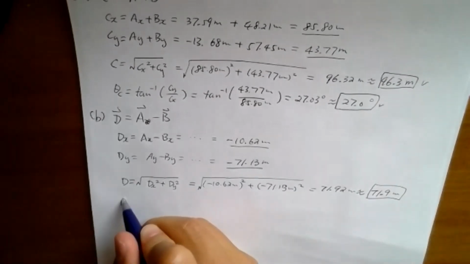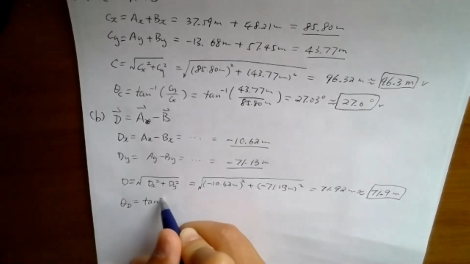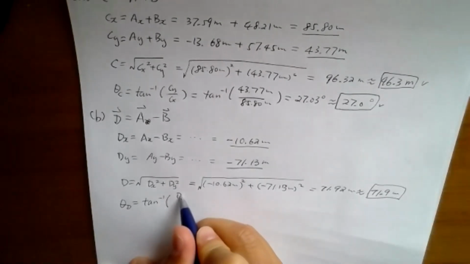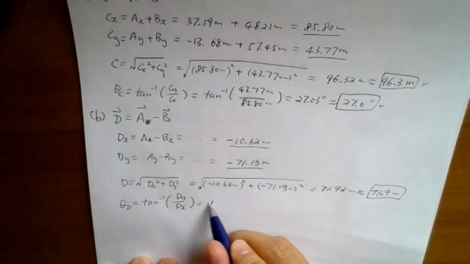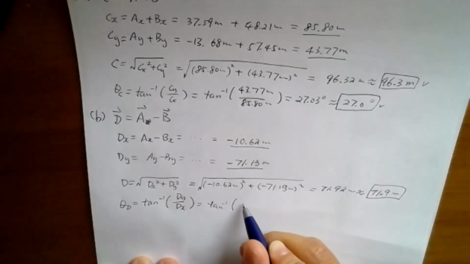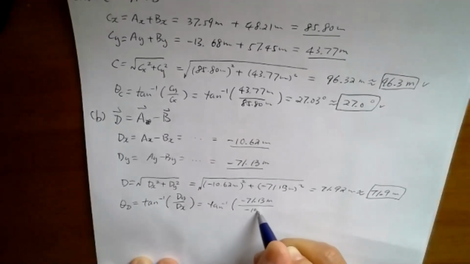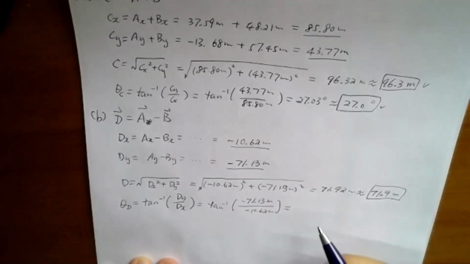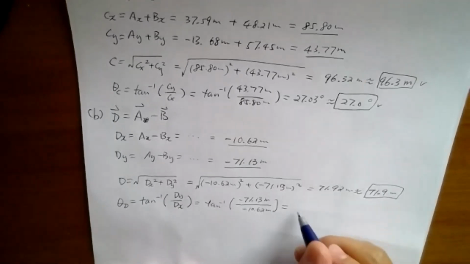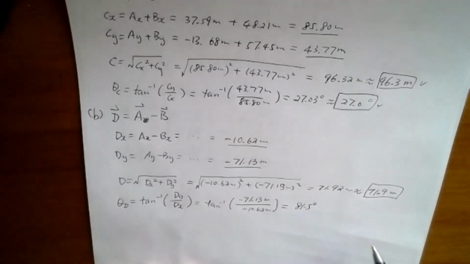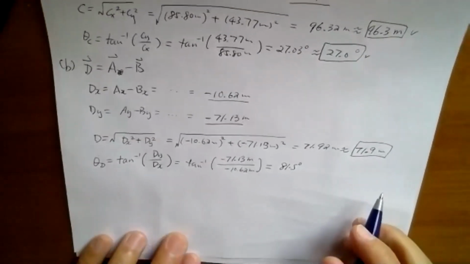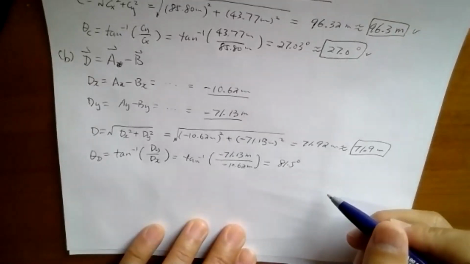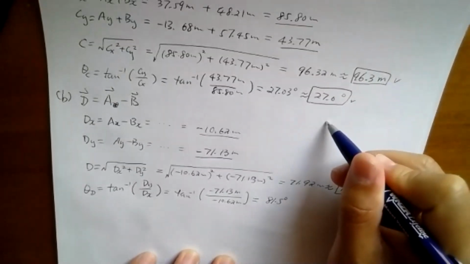All right, now let's look at the directional angle. So it should be tangent inverse of the y component over the x component, right? So tangent inverse of minus 71.13 meters over minus 10.62 meters, okay? If you plug all this into your calculator, it's going to tell you 81.5 degrees, okay? But let's take a look. If we draw a sketch here somewhere, let me put it here.